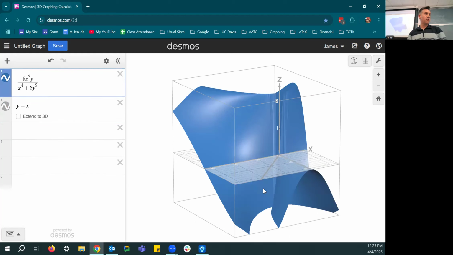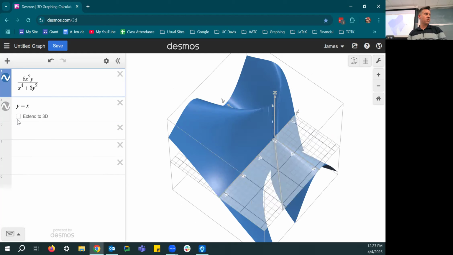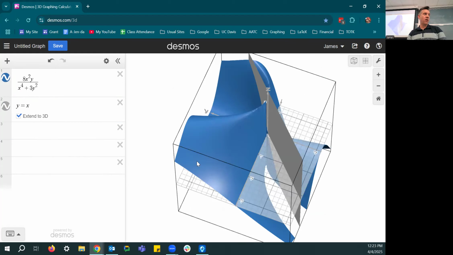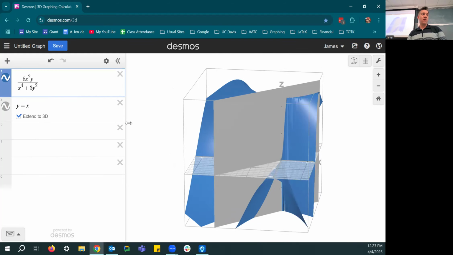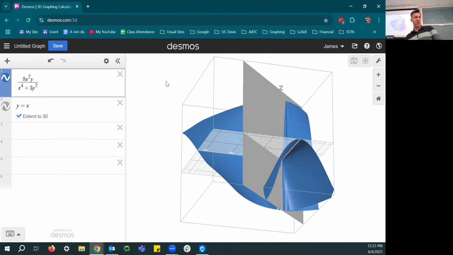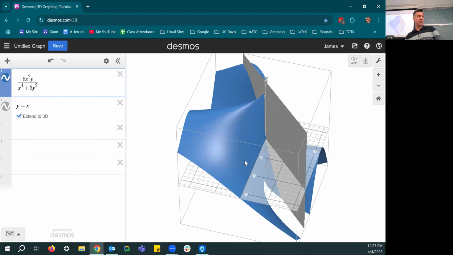So there's the line. Let me extend it again. Maybe, maybe not. There we go. So along that line, the function is still equal to 0. The surface is still equal to 0. I feel like it's harder to see that one there, to be perfectly honest. That seems a little bit funky.